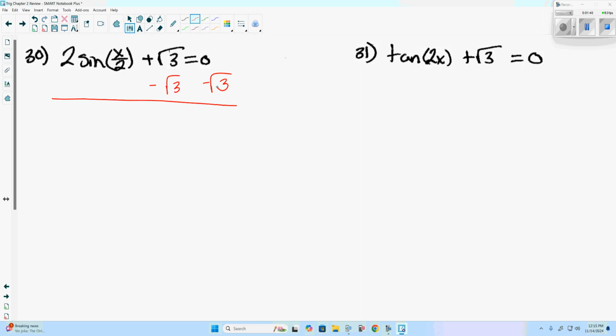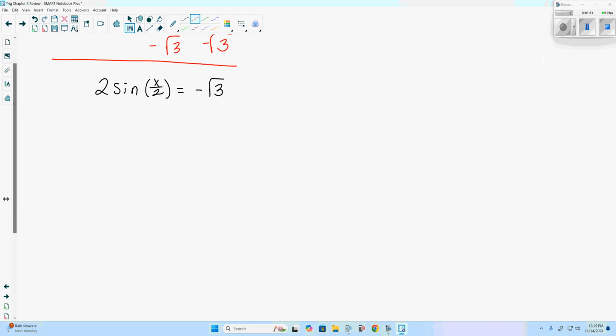We can subtract square root of 3 from both sides, telling us that 2 sine of x over 2 is equal to negative square root of 3. Then we're going to divide both sides by 2, telling us sine of x over 2 is equal to negative square root 3 over 2. Because there was only one sine, even though we had x over 2 inside for our angle, we can still solve it the exact same way we've been doing these.